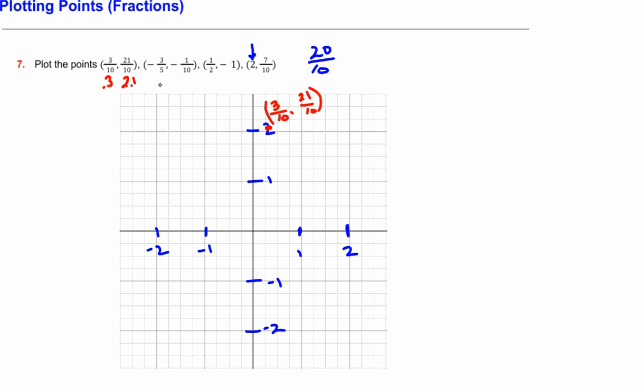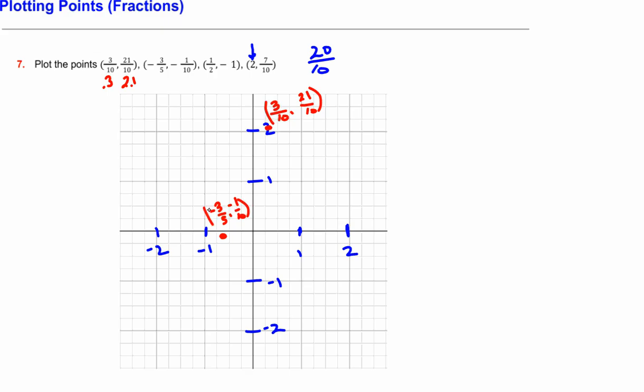-3/5. Well, if you want to, you can change that into a decimal, if you'd prefer decimals. -3/5 is a little more than half. So here's half, so it'd be a little bit past it. And then down 1/10, so down just a smidgen. So right in there, this would be (-3/5, -1/10).